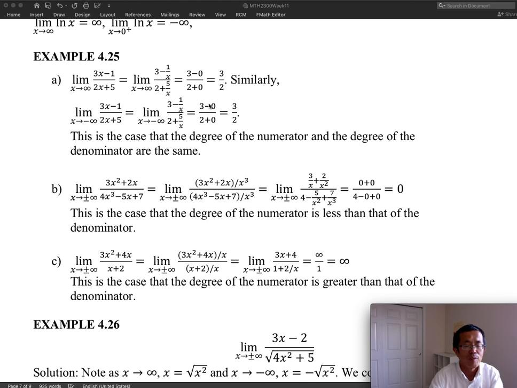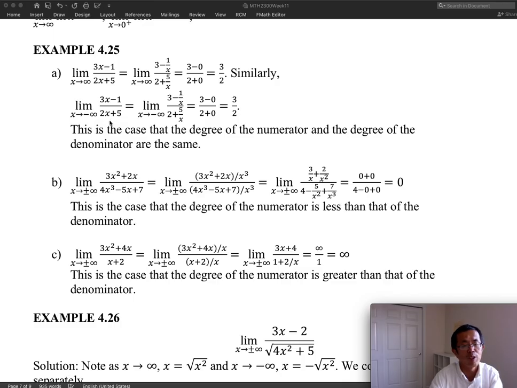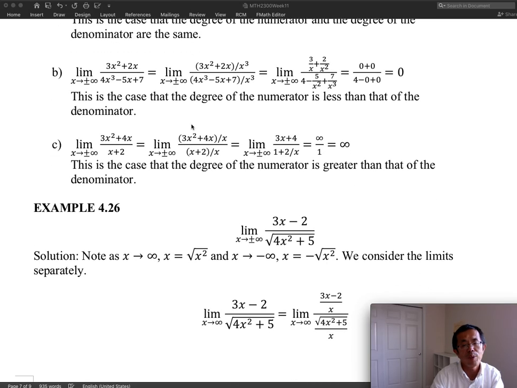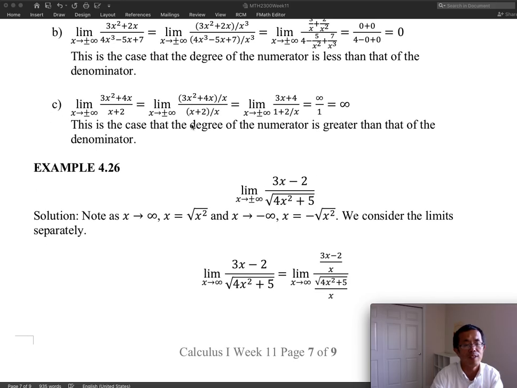And when the degree of the numerator equals the degree of the denominator, the limit would be the ratio of the leading coefficients of the numerator and the denominator. If it is 3x squared over 2x squared, this is still 3 over 2. If it is 3x cubed over 2x cubed, this is still 3 over 2. That's all I'm saying.